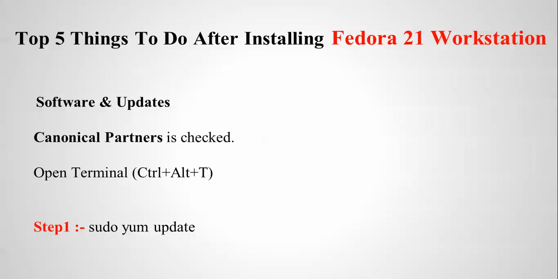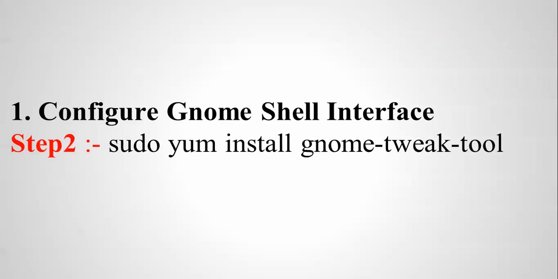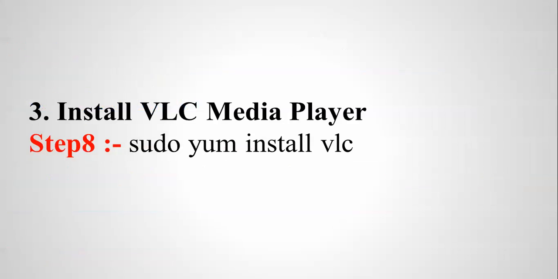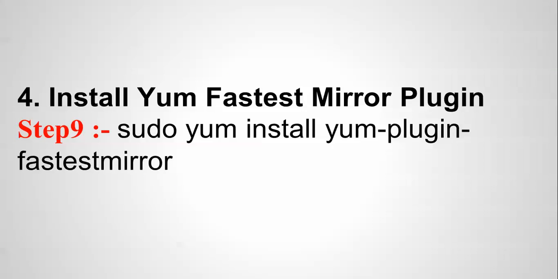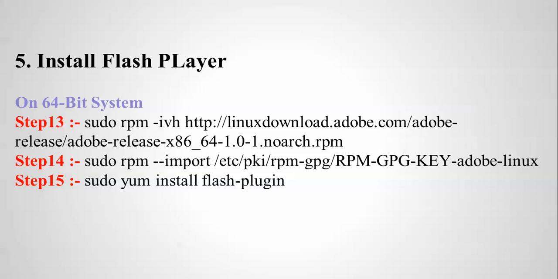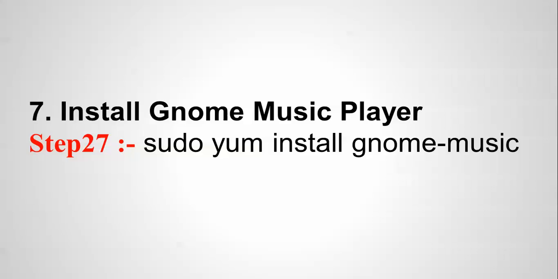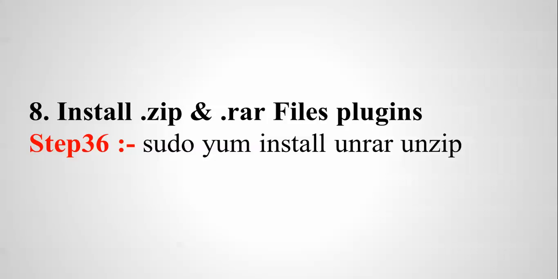First of all, the top 5. First, we'll update the system, which is very important after installing. Then we are going to configure the GNOME Shell interface, and then we need to enable the RPM Fusion repository. Then we need to install VLC media player. After that we need to install the yum-plugin-fastestmirror plugin. After that we need to install Flash Player, and you can also install Java support if you want. Next is a music player, and another option is a zip file writer plugin.